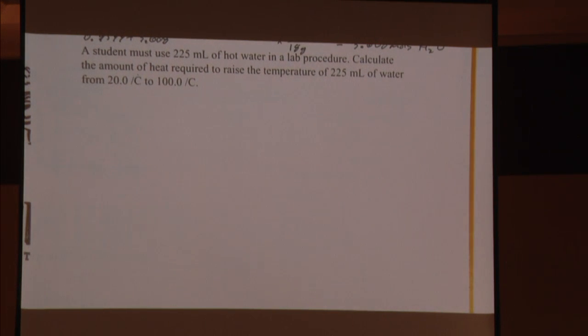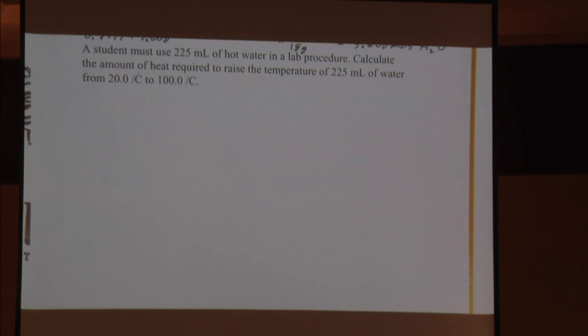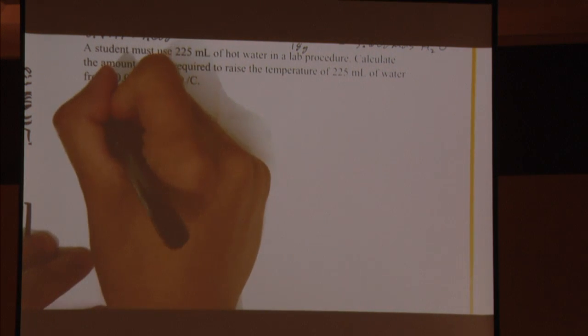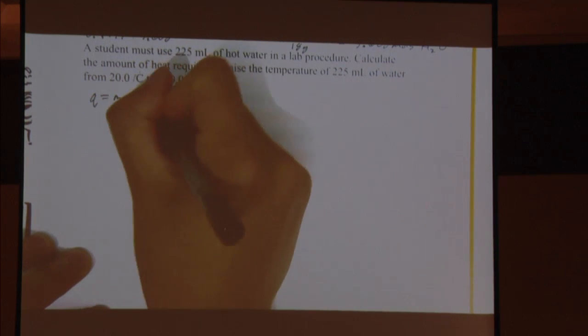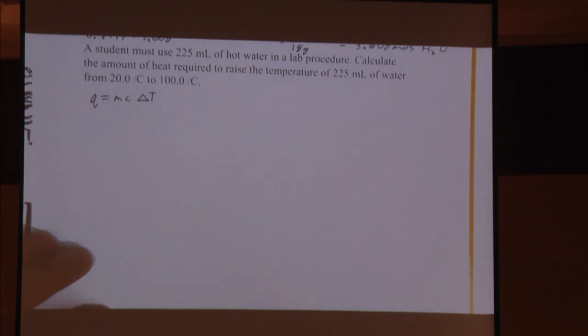So let's go on to the next example problem. A student has used 255 milliliters of hot water in a lab procedure. Calculate the amount of heat required to raise the temperature from 20 degrees Celsius to 100 degrees Celsius. And we need to remember our formula for heat. This is Q equals mc delta T.